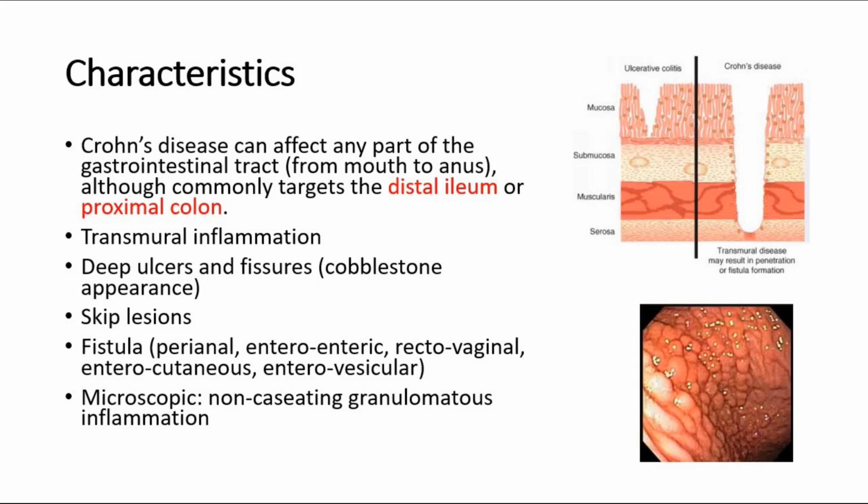Due to the transmural nature of the inflammation, fistula can form from affected bowel to adjacent structures, resulting in perianal fistula, enteroenteric fistula, rectovaginal, enterocutaneous fistula, or enterovesicular fistula. The microscopic appearance of Crohn's disease is non-caseating granulomatous inflammation.